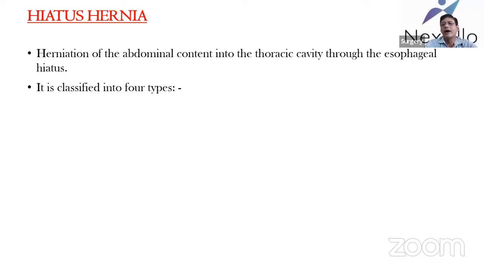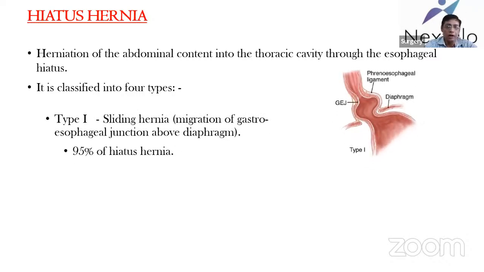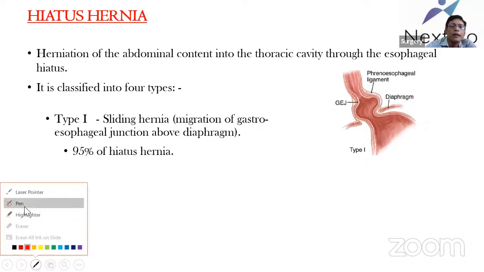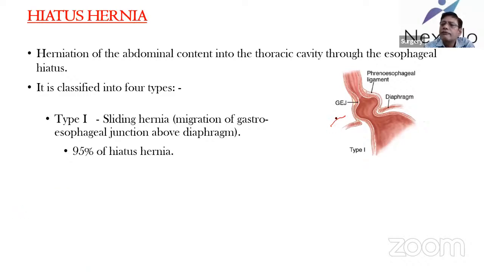This esophageal hiatus is actually a defect in the diaphragm through which the esophagus enters the abdominal cavity from the thoracic cavity. Okay, so now this herniation, the hiatus hernia, can be further classified into four different variants. The first important variant of this hiatal hernia is known as the sliding hernia. As you can see in this picture, in sliding hernia, this upper part of the stomach has been pulled up into the thoracic cavity. So this is known as type 1 hiatal hernia or the sliding type. And this is by far the most common type of hiatus hernia and accounts for around 95% of all the different types of hiatal hernias.